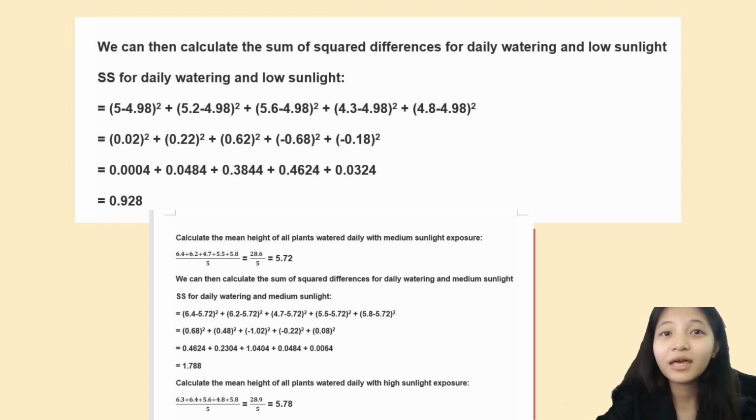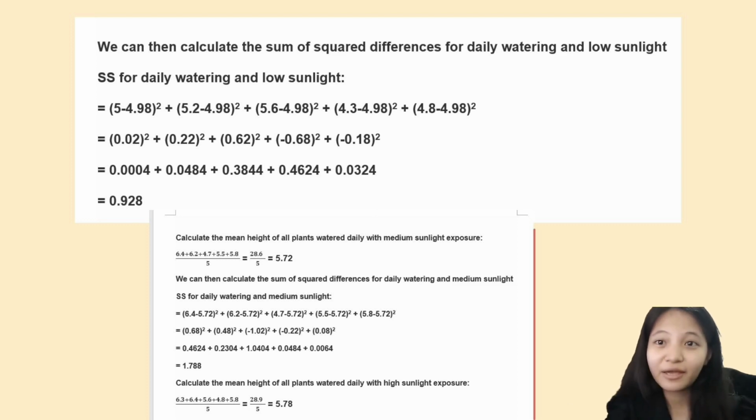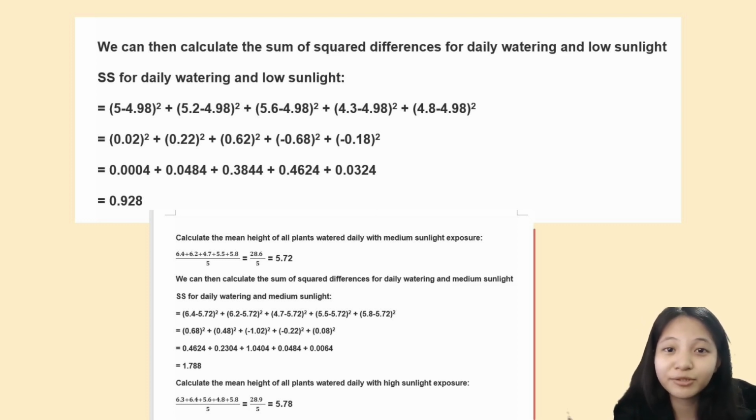0.18 squared equals 0.004 plus 0.0484 plus 0.3844 plus 0.64624 plus 0.0324 equals 0.928. So, the sum of squares for factor A with low sunlight exposure is 0.928.